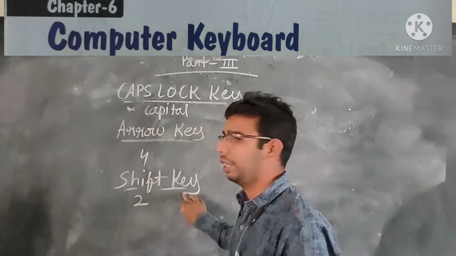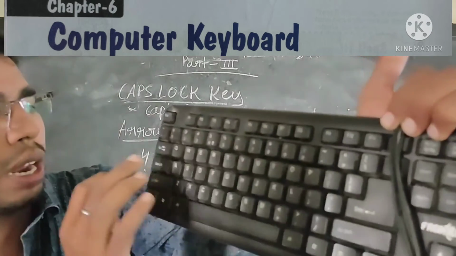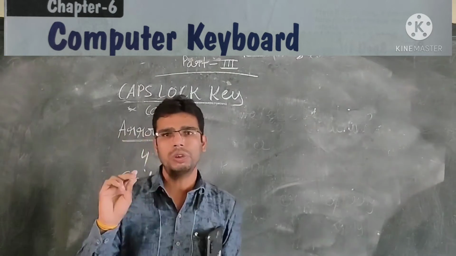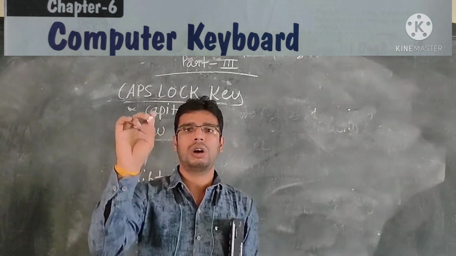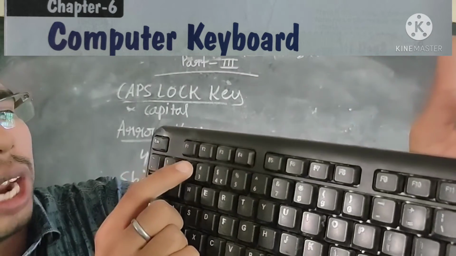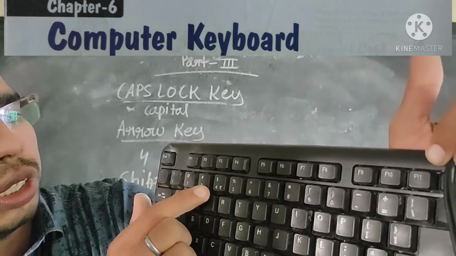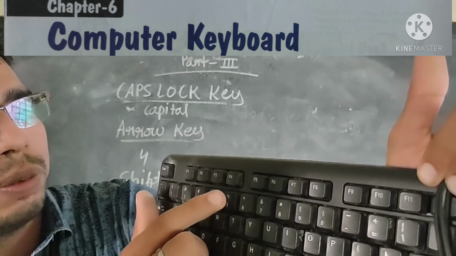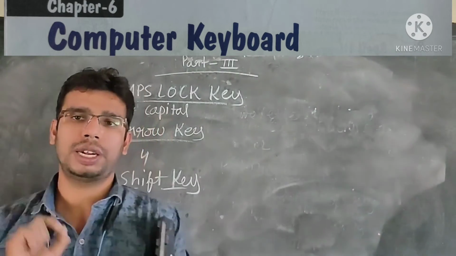Now let us see shift key. There are two shift keys on the keyboard. One key is here and the other key is here. And have you noticed in some keys on the keyboard there are two characters or symbols? Let me show you. See here, 2 and @. In one key there are two characters or symbols. 3 and hash, 4 with rupee sign and dollar sign, 5 with percentage sign.